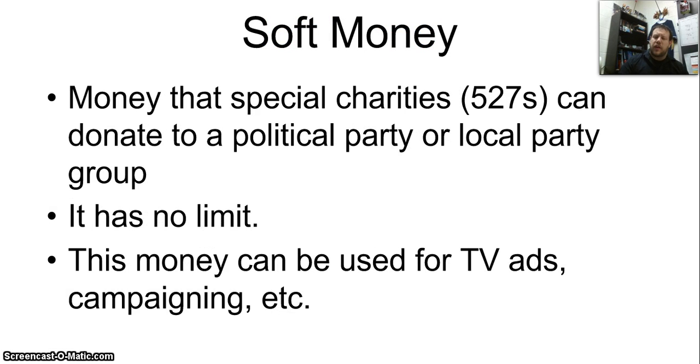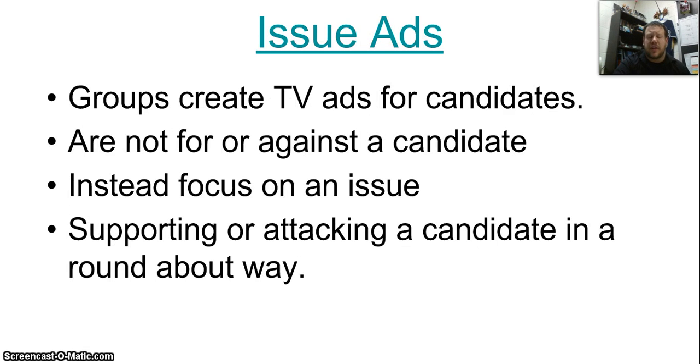Currently, you'll notice, and we'll look at this in class, a candidate has to say, "I'm so-and-so, and I support this message." Well, that means it's their commercial, okay? The soft money comes in, these other special charities come in, when they do an ad about an issue. Sometimes they'll just do an ad about an issue. They'll talk about gun violence. Maybe they'll say Bernie Sanders is terrible on gun violence, but Marco Rubio is amazing against gun violence, that kind of stuff, okay?